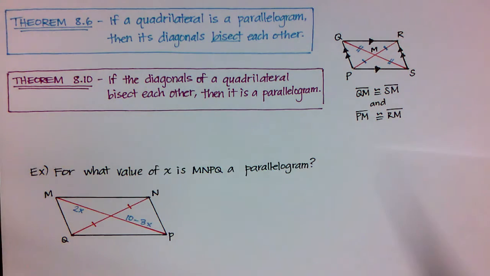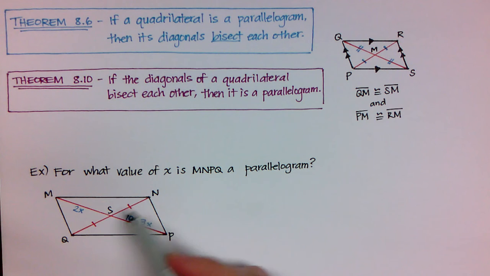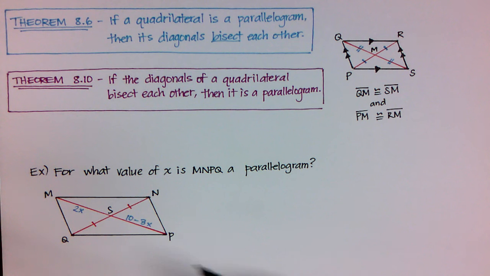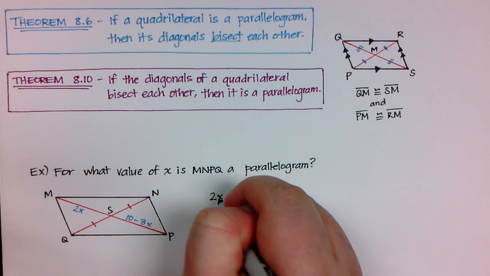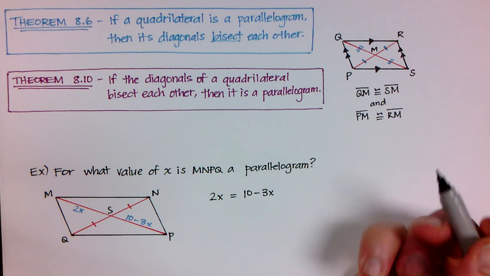So let's conclude with one example. For what value of x would MNPQ be a parallelogram? Okay, so if I want this to be a parallelogram, I have to show that the segments bisect each other. And I already can see that Q, if I was going to give this a letter, maybe just S, that QS and NS are already the same. So if I can just prove that these two segments are the same, then I can say it is a parallelogram. So 2x has to equal 10 minus 3x to be a parallelogram.